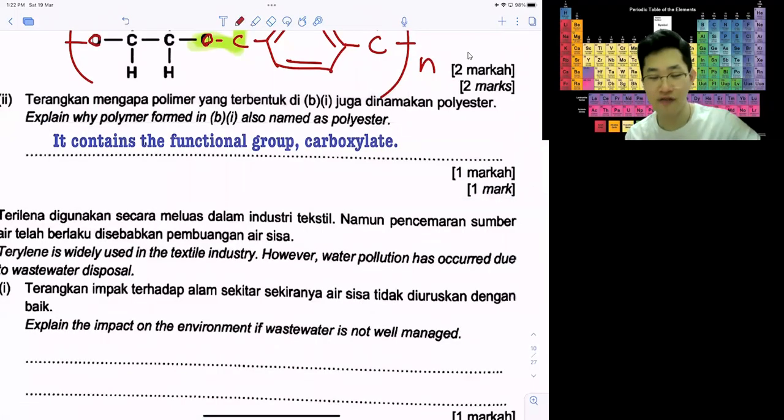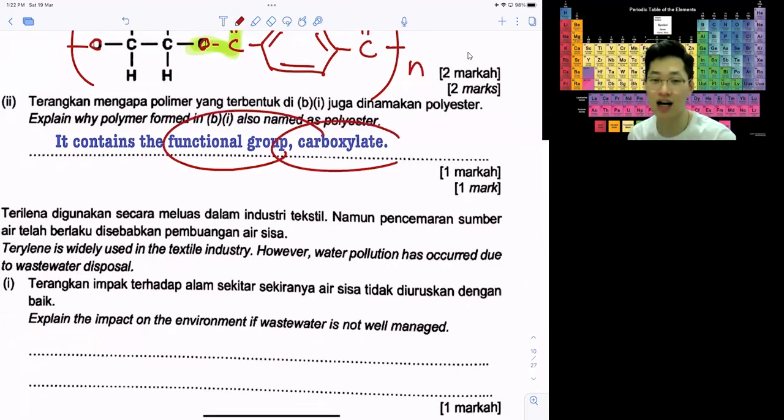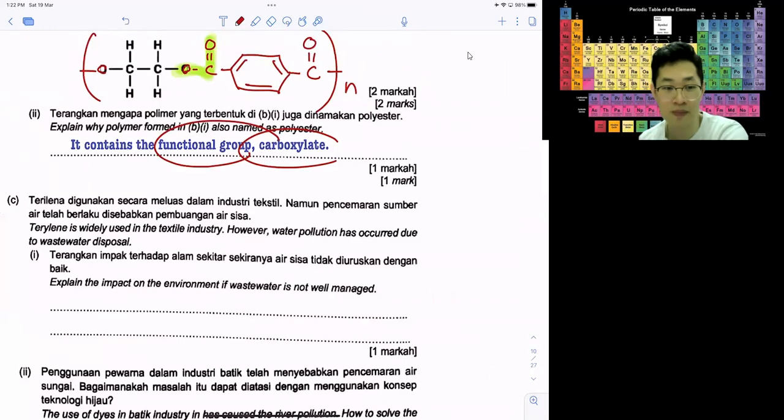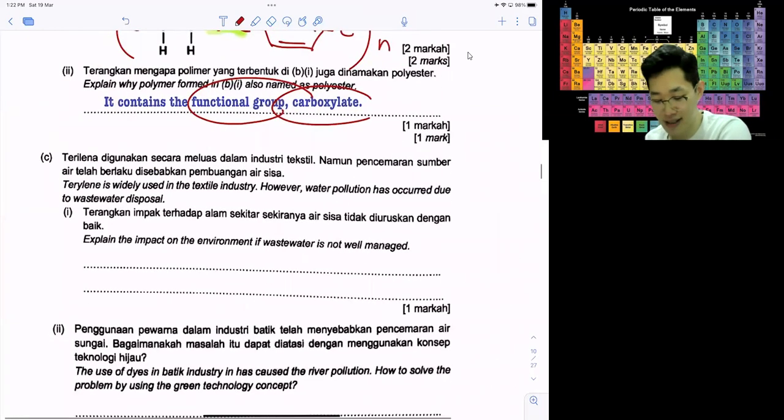Or you can see the functional group of it is carboxylate. As long as you have the functional group carboxylate, then it's enough to prove that it's ester. Okay.